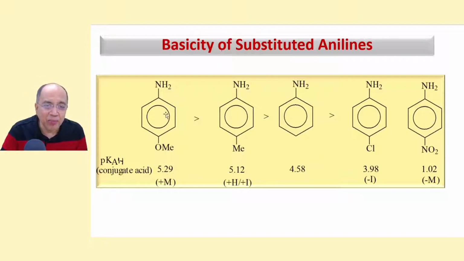Now see, para and ortho have greater pKaH, 5.29 and 5.12. So the strongest is para-methoxy because of the plus M effect, and that will produce a minus delta here, and that will push the electron lone pair to a greater extent, or you can say that will stabilize the anilinium ion to a greater extent by the electron donating nature.